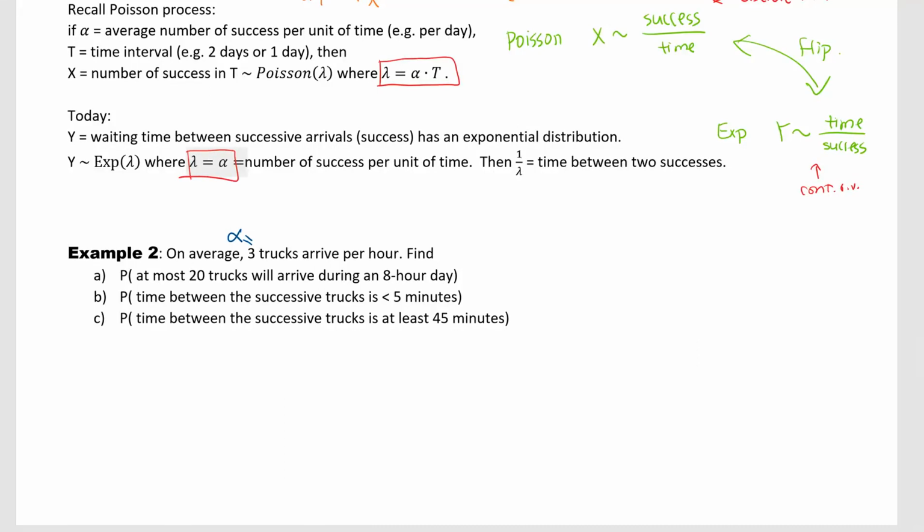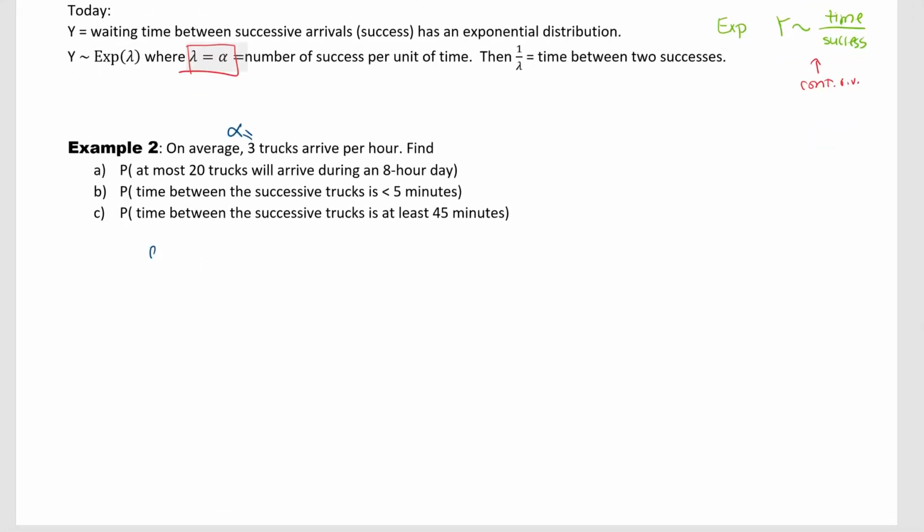Let's look at part A: at most 20 trucks will arrive during an 8-hour day. We are talking about the number of arrivals, so this is a Poisson distribution where t equals an 8-hour day, so 8 hours. For the Poisson distribution we care about lambda, which is alpha times t. Alpha is 3 and t is 8, so we have 24. So far, so good, everybody?